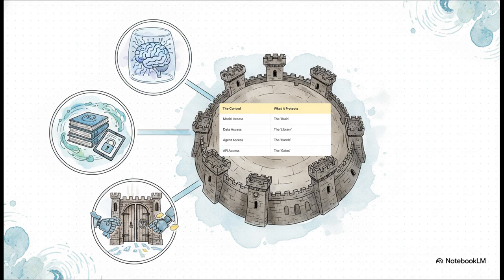This table sums up our fortress metaphor perfectly. You need to control access to the AI's brain, which is the model. You have to protect its library of knowledge, the data. You need to manage its ability to act with its hands, the agents, and you have to secure the gates through which the world talks to it, and that's the API. Each one protects a unique and vital part of the whole system.